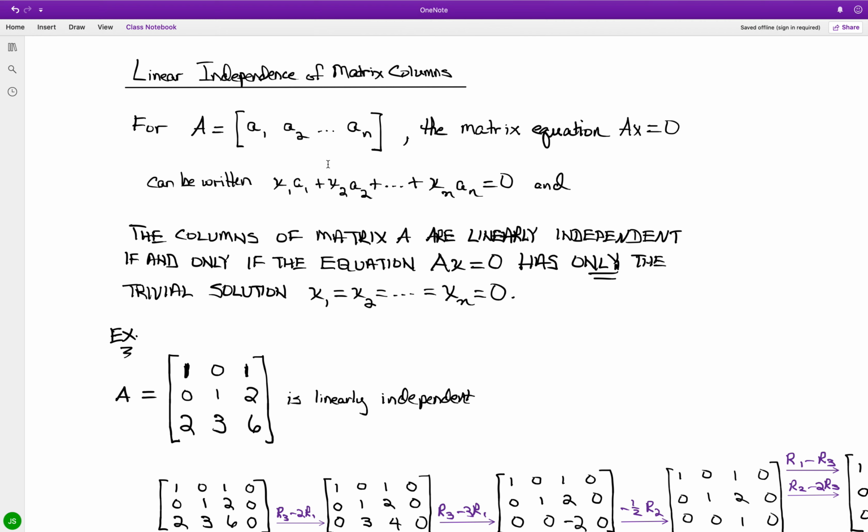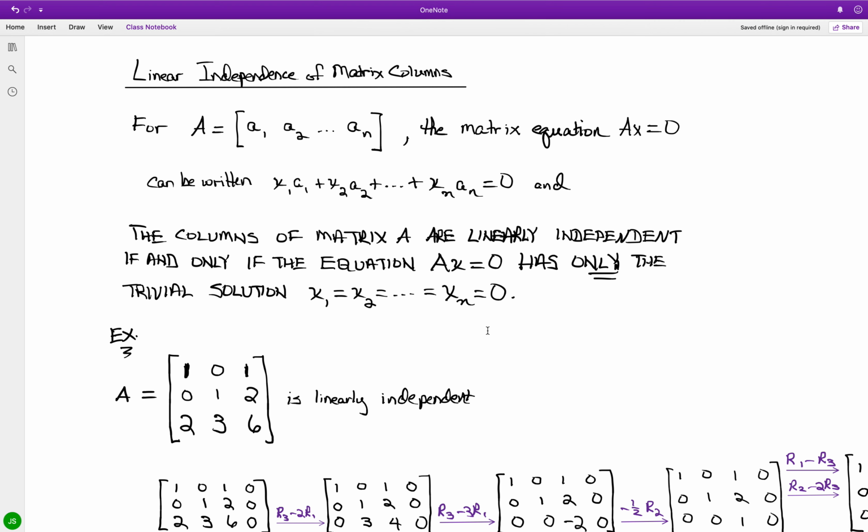For this particular matrix, the matrix equation Ax = 0 can be written as a linear combination set equal to 0, and the columns of matrix A are linearly independent if and only if the equation Ax = 0 has only the trivial solution, where all the weights x are equal to 0.